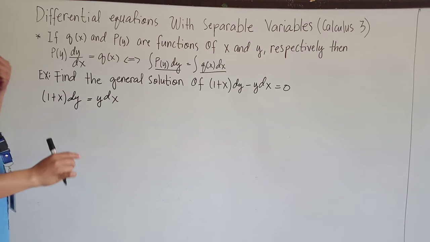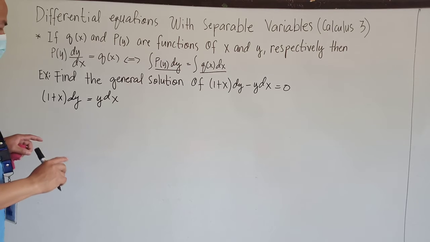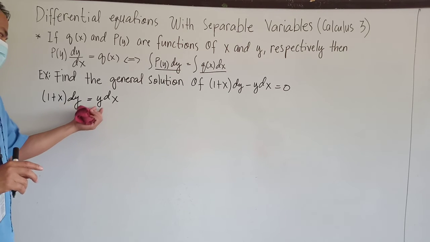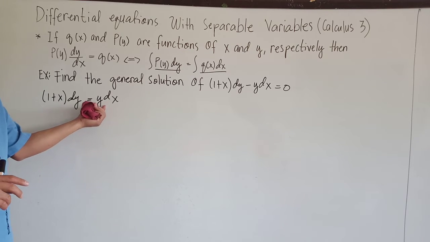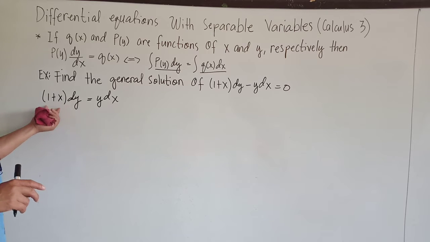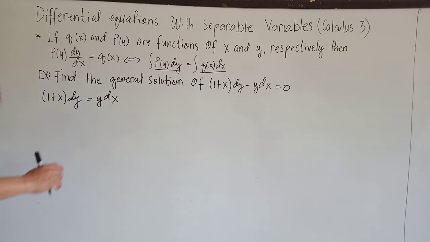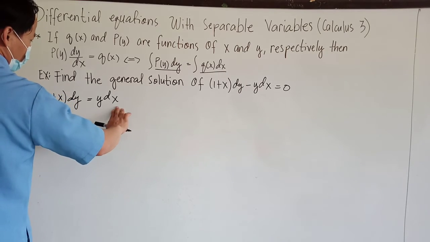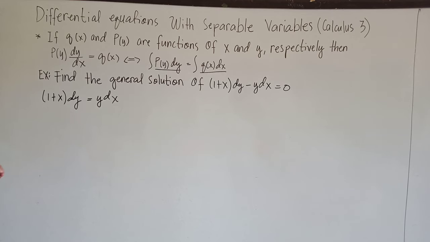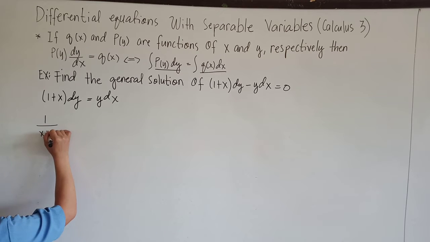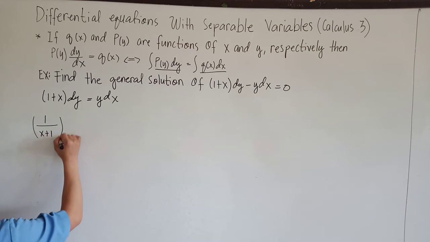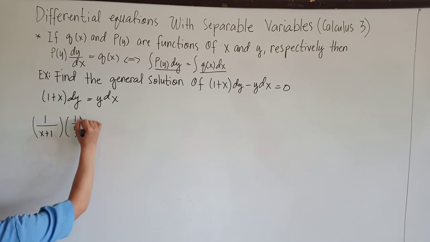As we can see, we cannot yet integrate this directly because even though they are being separated, the y has a derivative that is not in terms of dx. It should be dy, no? Dapat kauban si dy o si y. Another one, 1 plus x and dx. So all we have to do is multiply both sides by 1 over 1 plus x times 1 over y.